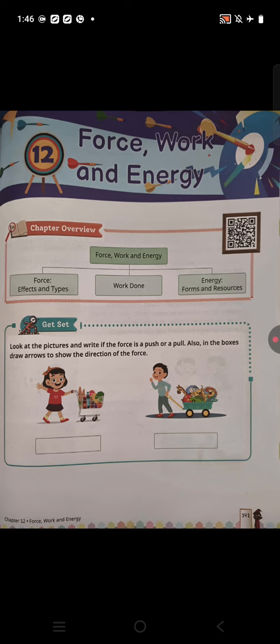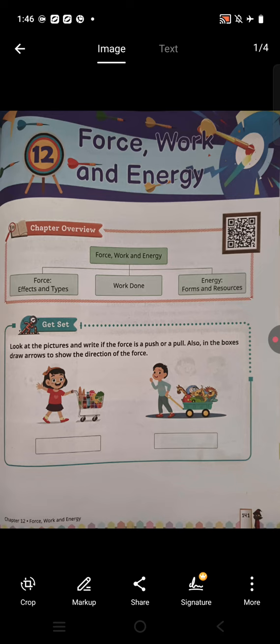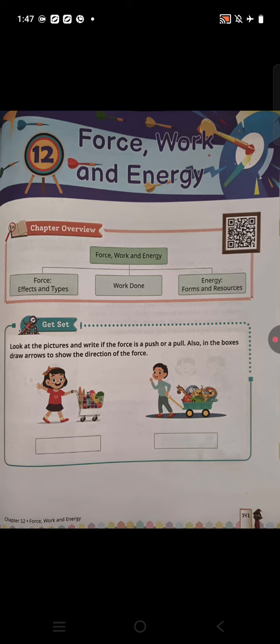So today I am here with the explanation of chapter number 12, Force, Work and Energy. So without wasting time, take out your science textbook and pencil eraser along with you. Students, in this chapter, you will study about the topic force and you will also learn how work is done and the different forms of energy.